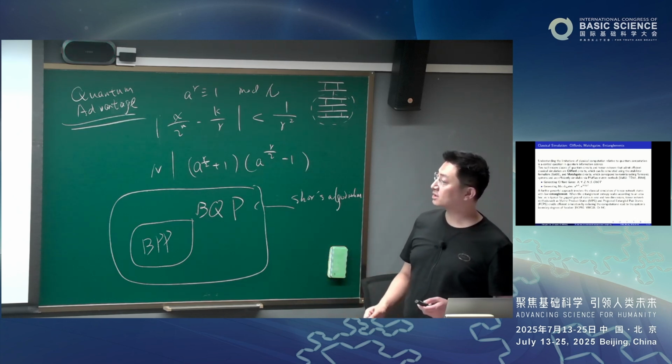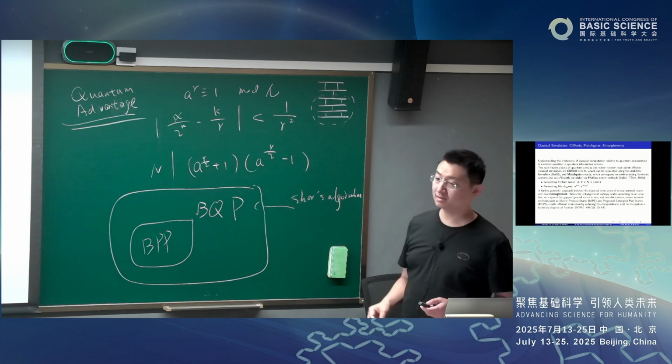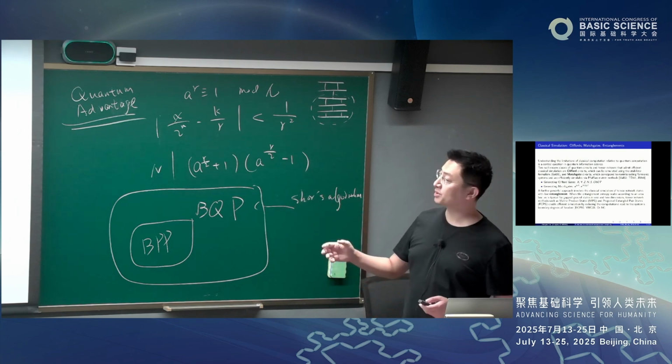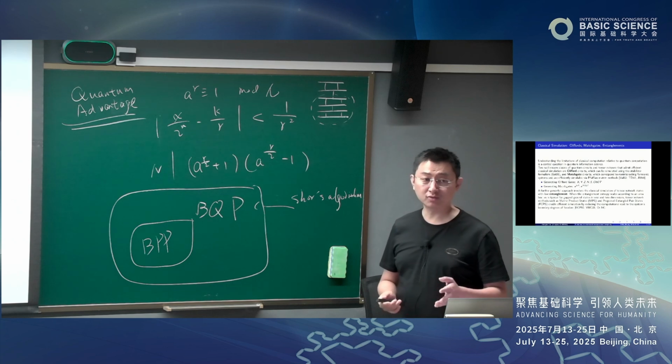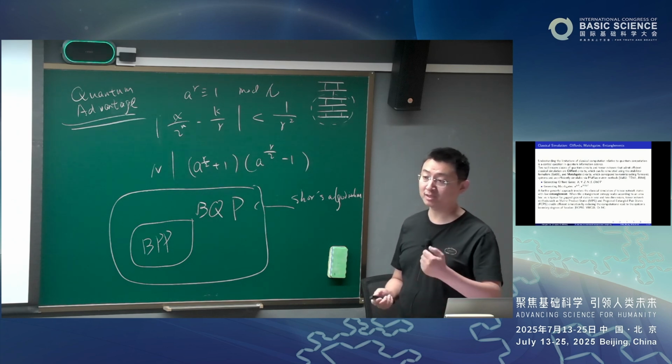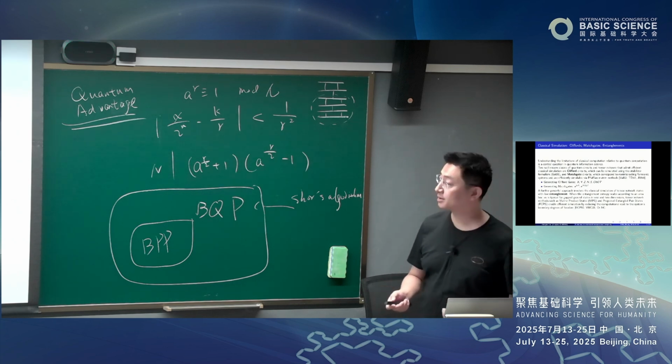And essentially using this method and the previous computations, the group in the Chinese Academy of Sciences, Pan Zhang's group, was able to simulate Google's random circuit by classical computer.